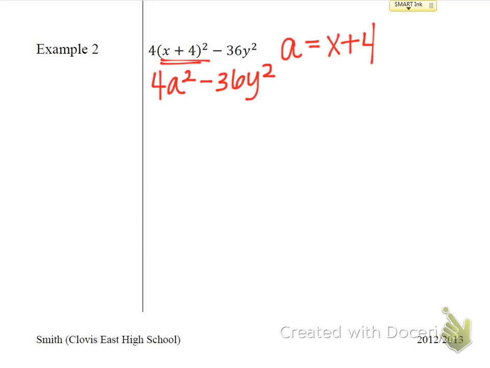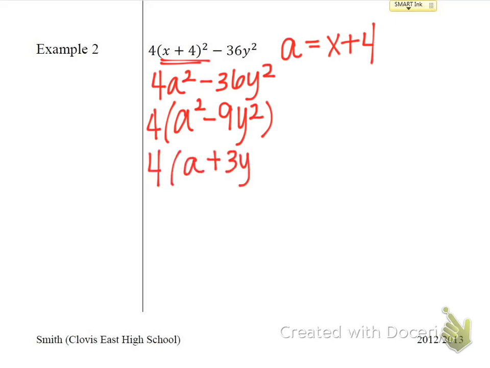What factoring method is this? It is a difference of two squares, but what do we have to do first? GCF. So factor out the GCF of 4 first. And that leaves me with a squared minus 9y squared. Now we can use difference of two squares. So this is going to give me 4 times a plus 3y times a minus 3y.